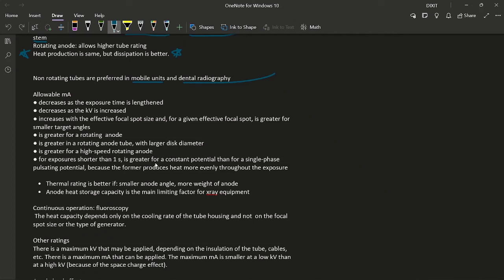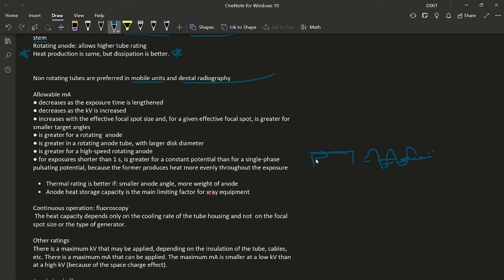And for exposures shorter than 1 second, the heat rating is greater for a constant potential than a single phase pulsating potential, because in a constant potential current flows the entire time, but when you have a pulsating potential, the opposite half cycles get filtered, and there are some gaps, so there are times when current is actually not flowing. But when you have a constant potential, during the entire time current flows.